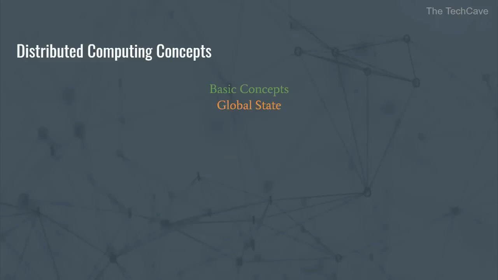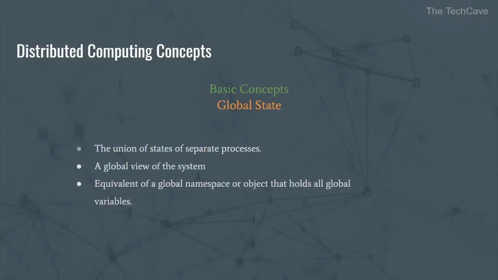Global state in distributed systems is the union of the states of the separate processes. It is sort of a global view of the system that describes its properties at a particular point in time. It's sort of the equivalent of a global object that contains all the global variables used by the software system.